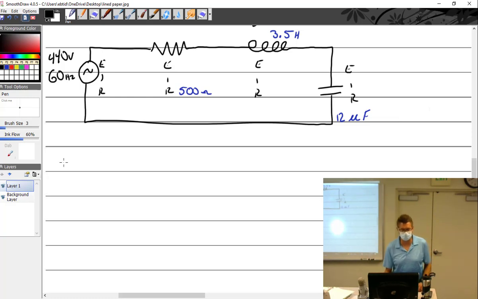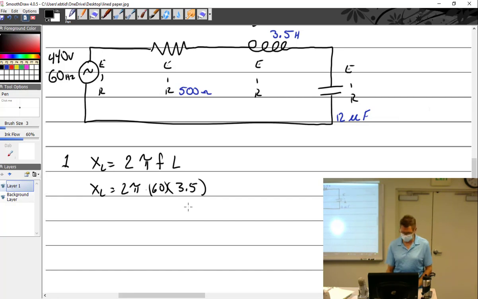Okay, so on your piece of paper, I will put one: your first formula is I want to know X of L. So X of L equals 2 pi F L. X of L equals 2 times pi times the frequency, which is 60, times the L, which is, I guess I'm by myself on this one, 3.5? Okay.